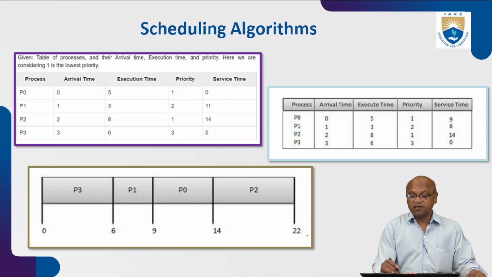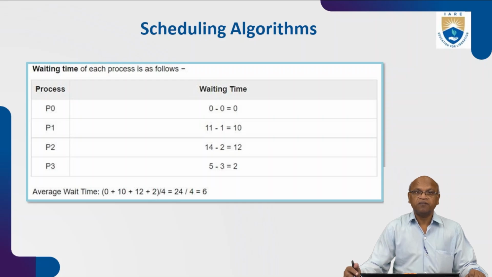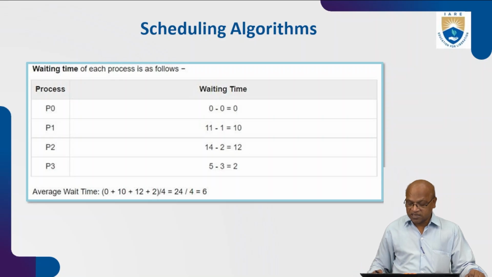So this is a Gantt chart, and if you calculate the average time as per the formula, for P0 the waiting time equals 0 minus 0, for P1 11 minus 1, for P2 14 minus 2, and for P3 5 minus 3. Adding them and dividing by 4, we will get the average waiting time. In this one, the average waiting time is increasing if you compare FCFS, shortest job and priority. So this is not a correct one.